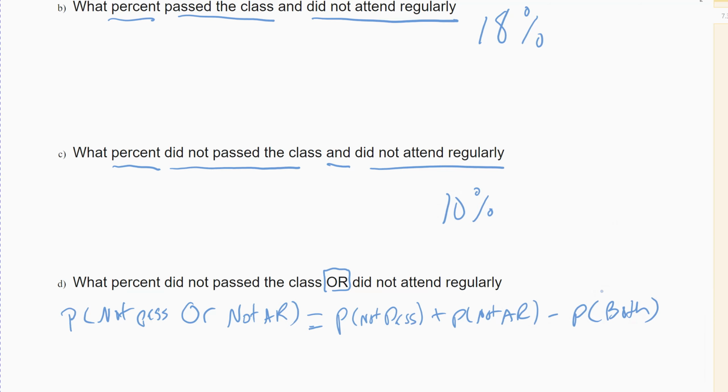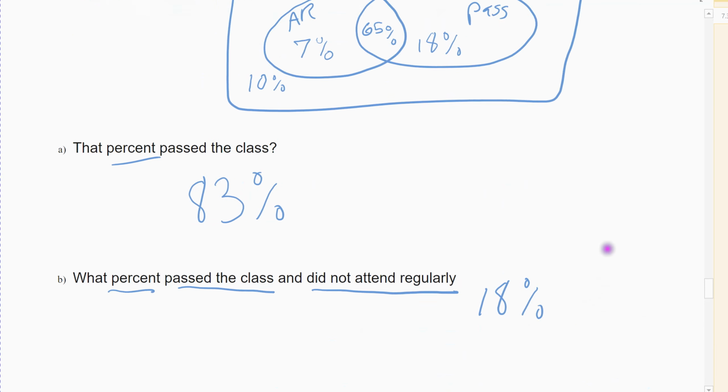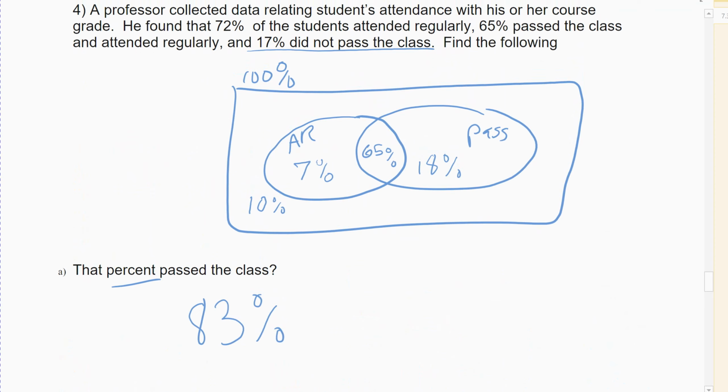So see if we can figure it out without the formula first, and then I will also set it up with the formula. Alright, so they have to not pass the class, or they cannot attend regularly. One or the other, and I don't want to do any overlap. So not passing the class would be this 10% and this 7%. That's the group that did not pass, the 7% and this 10%, sorry.